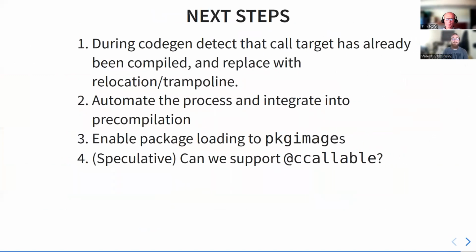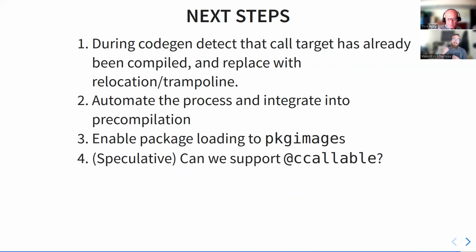The next step that we have to get to, and which is going to be exciting, is that during the compilation process to the object file, we will have to detect that we already have a version of this code compiled, and make sure that version is the correct version to call. Then we have to replace the call with a relocation, or maybe a trampoline. We haven't fully decided on what to do there yet.